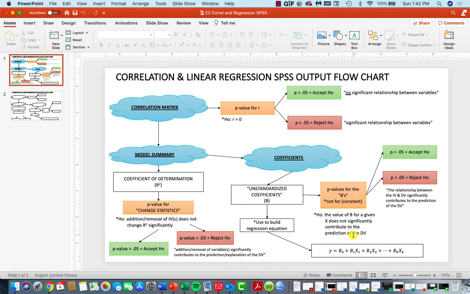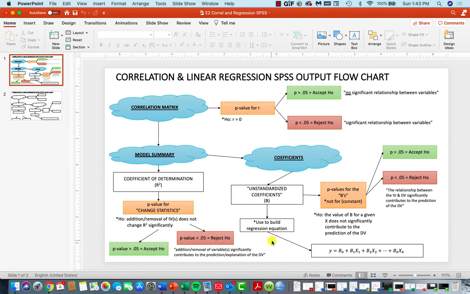In this case, the null is that the value of b does not significantly contribute to the prediction of the dependent variable, right? But if we include a given independent variable, we want that b coefficient to be significantly contributing, to make sure we've got a decent and accurate prediction of our dependent variable. So we want p less than 0.05, which would indicate that the relationship between the independent and dependent variables is significantly contributing to the prediction, which means we would want to keep that b value included.